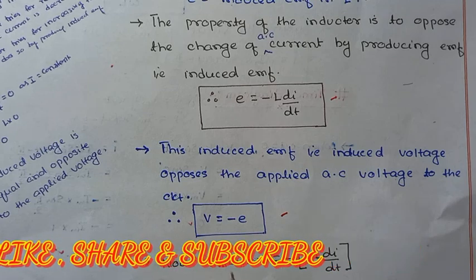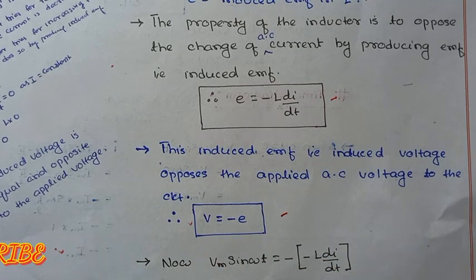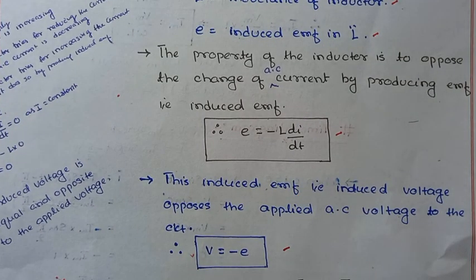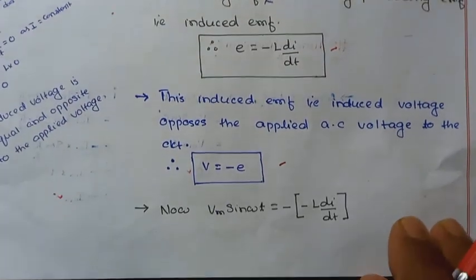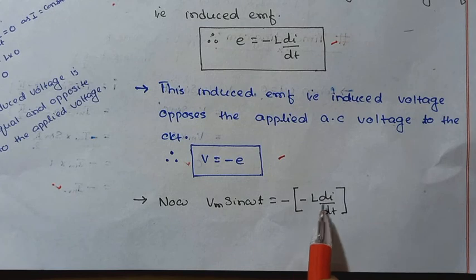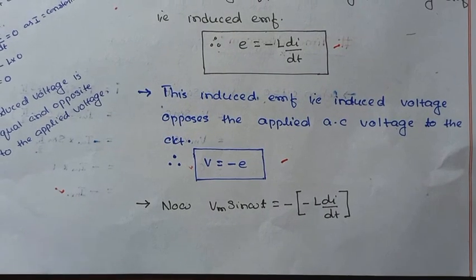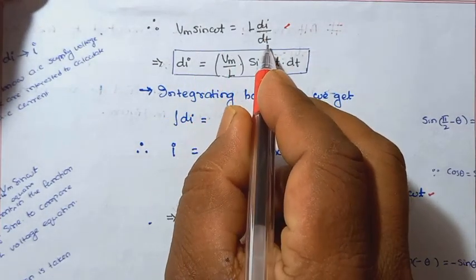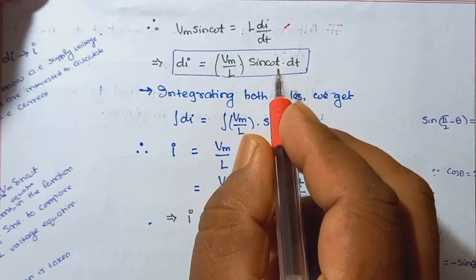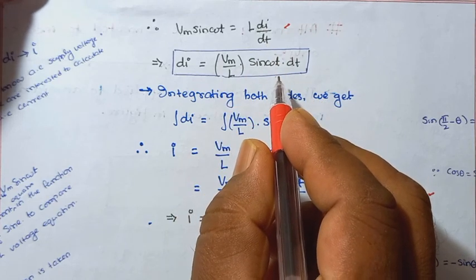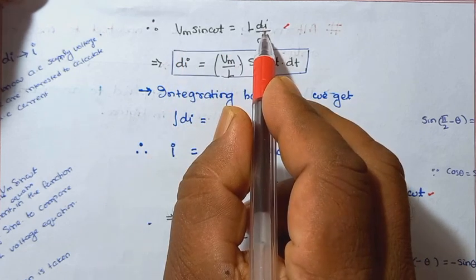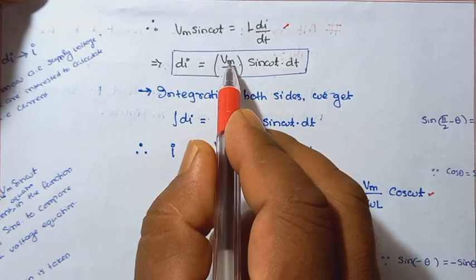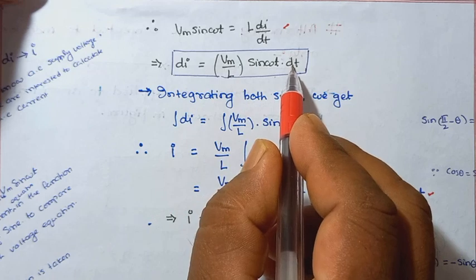We know V is equal to Vm sin omega t, and just now we have calculated E is equal to minus L di by dt. So putting this value, we get Vm sin omega t equal to minus L di by dt. ठीक है. So Vm sin omega t is equal to L di by dt. We know AC voltage. We are interested to calculate AC current. Therefore, from this equation, we will find out current. So from this relation, di is equal to Vm by L sin omega t dt.